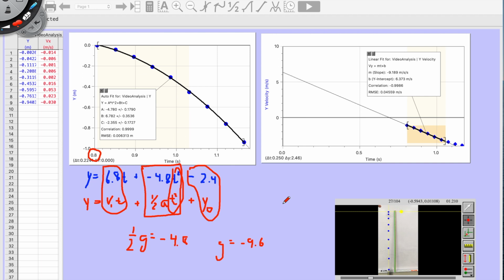Okay, we're going to try and use this technique a lot in the coming months, and we're always going to be looking at slopes and areas. So we will continue this as we go.